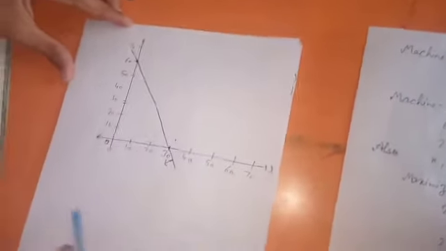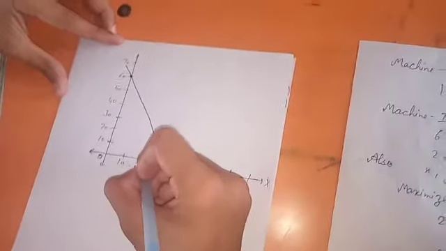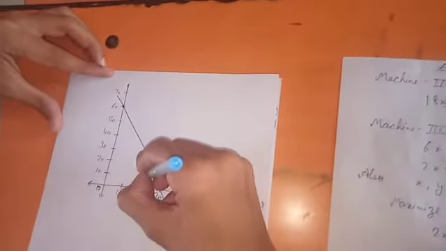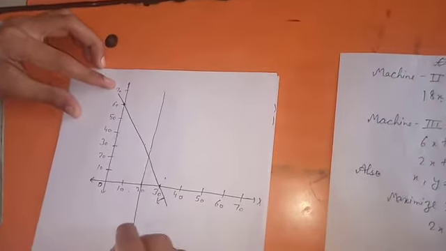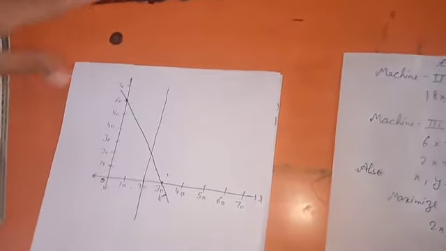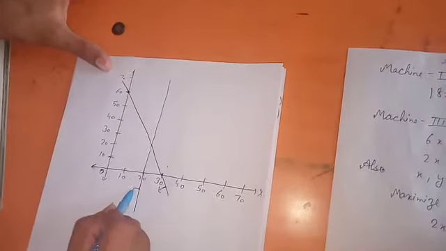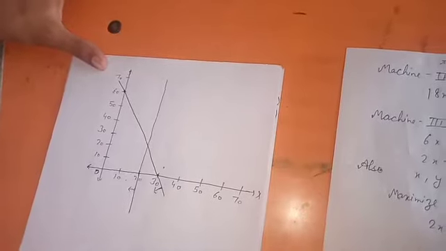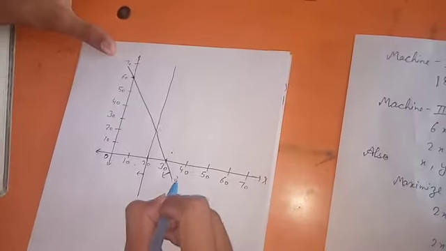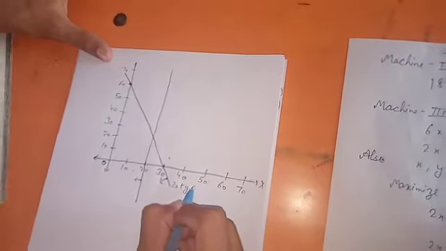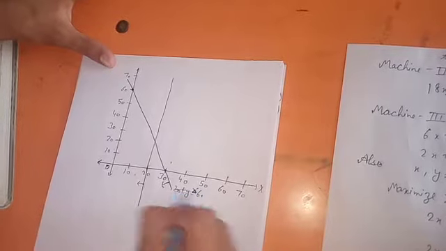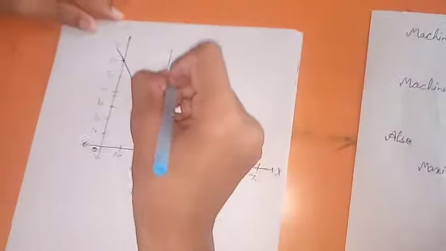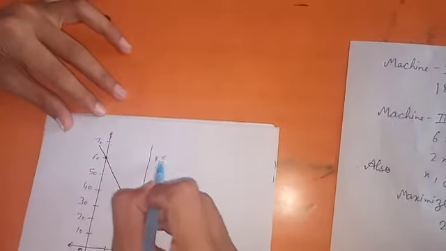Now next is x is less than or equal to 20. So what will we get? For every value of y, we will get a straight line of this type. Okay. And it also has a feasible region towards the origin. We can also write the names of these lines. 2x plus y less than or equal to 60. It is x less than or equal to 20.